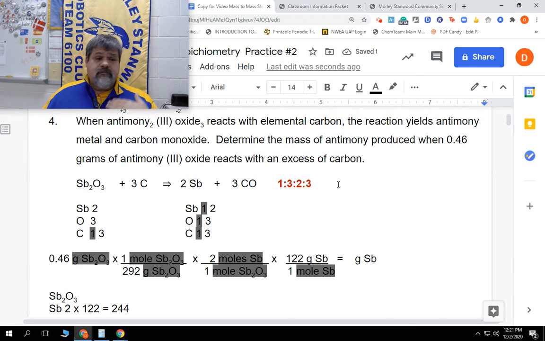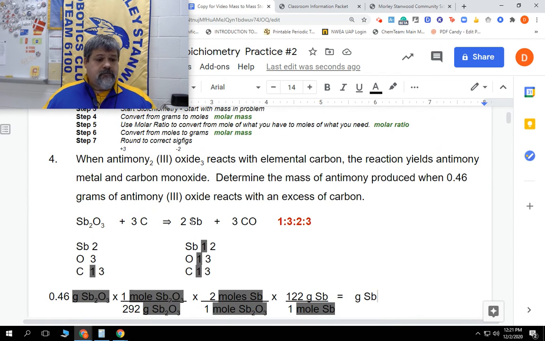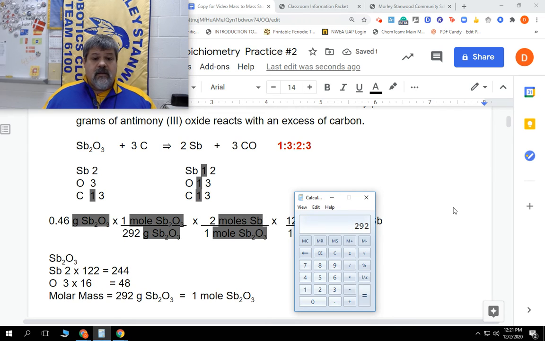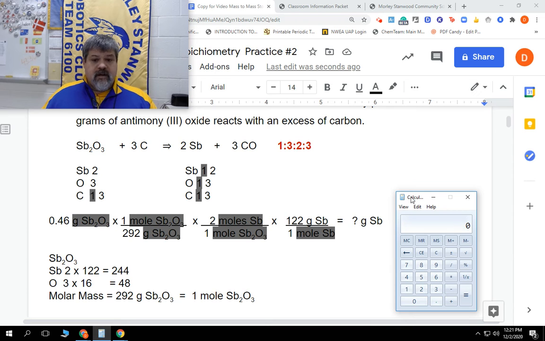I always, again, go back up to the equation, and it says determine the mass of antimony produced. Well, antimony was produced right there, so that's Sb. So we've got to figure this out. So how do we do that? Again, we bring in our calculator. Let me move the calculator over here. Clear the calculator, and we multiply. We take our numbers, we multiply by the top, divide by the bottom. But again, if it's 1, we do not have to do that. So let's go ahead and do that.